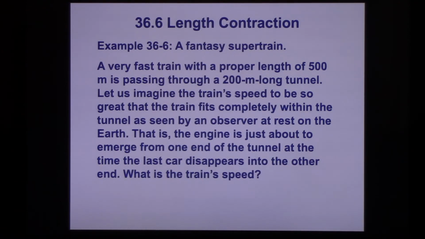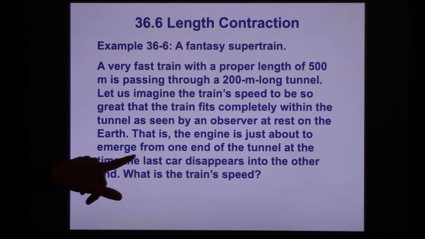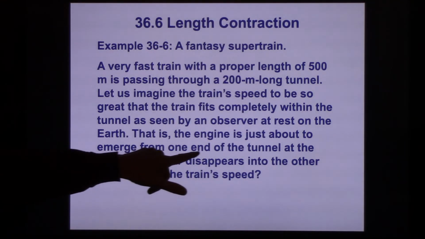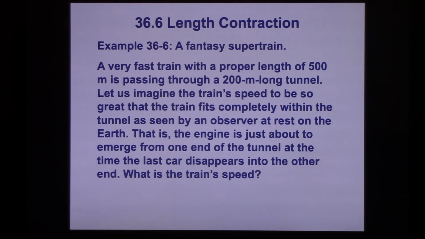Let's take a look at the fantasy super train. It says a very fast train with a proper length of 500 meters passes through a 200-meter long tunnel. Let's imagine that the train speed is so great that the train fits completely inside the tunnel as observed by someone on the surface of the Earth. That is, just as the front of the train is emerging from the end of the tunnel, the back of the train is going into the tunnel. How fast is the train traveling for this to happen?